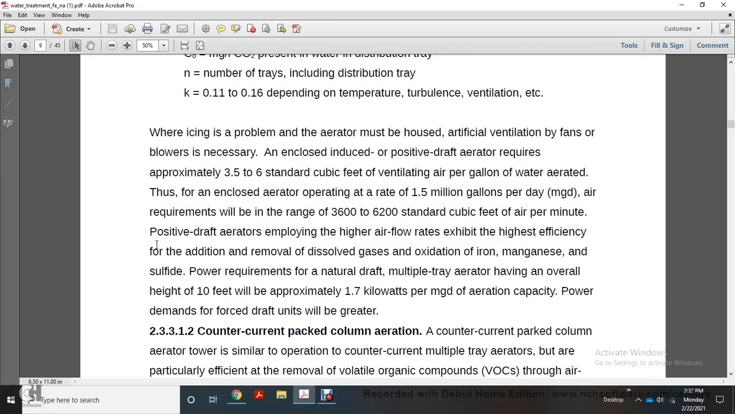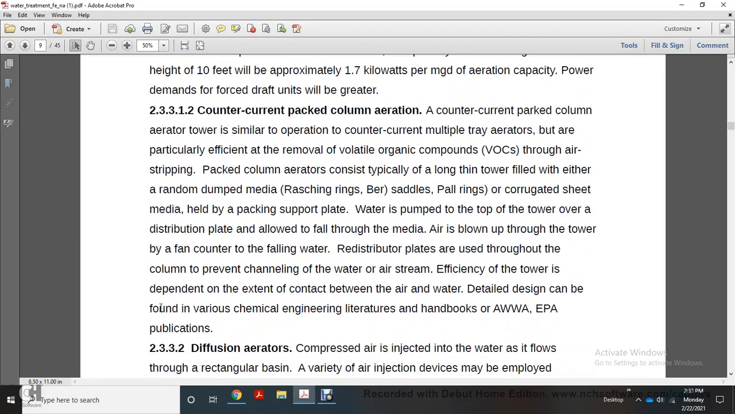Forced draft aerators employ high air flows and exhibit a high efficiency for the removal of dissolved gas and oxidation of iron and manganese sulfide. Power equipment is required, compared to natural draft. Multiple tray aerators having an overall height of 10 feet need approximately 1.7 kilowatts per mgd of aeration capacity. Power demands for forced draft units will be greater.